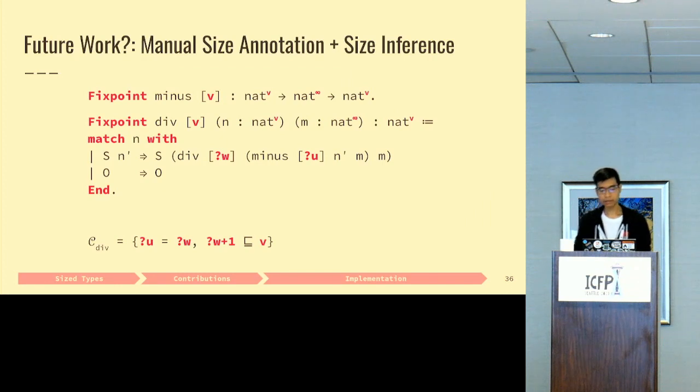But if we allow ourselves to abandon full backward compatibility, one possibility could be to manually annotate the types of top-level definitions while still taking advantage of size inference to gather and solve constraints between those manually annotated size variables and the inferred size meta variables in the body, such as in this example again with minus and div, where the v's and the infinite sizes are written by the user, and the ?u and ?w are inferred ones.